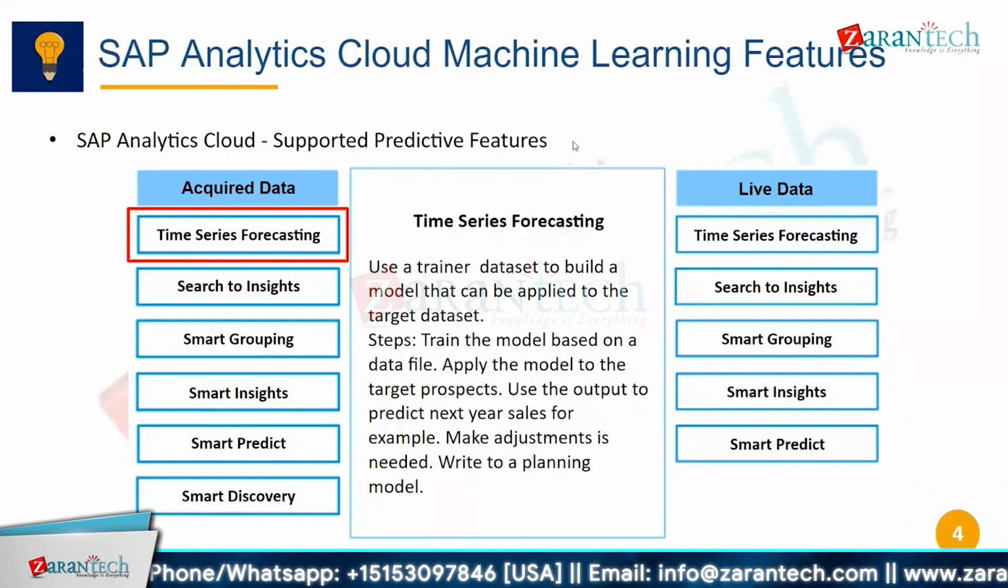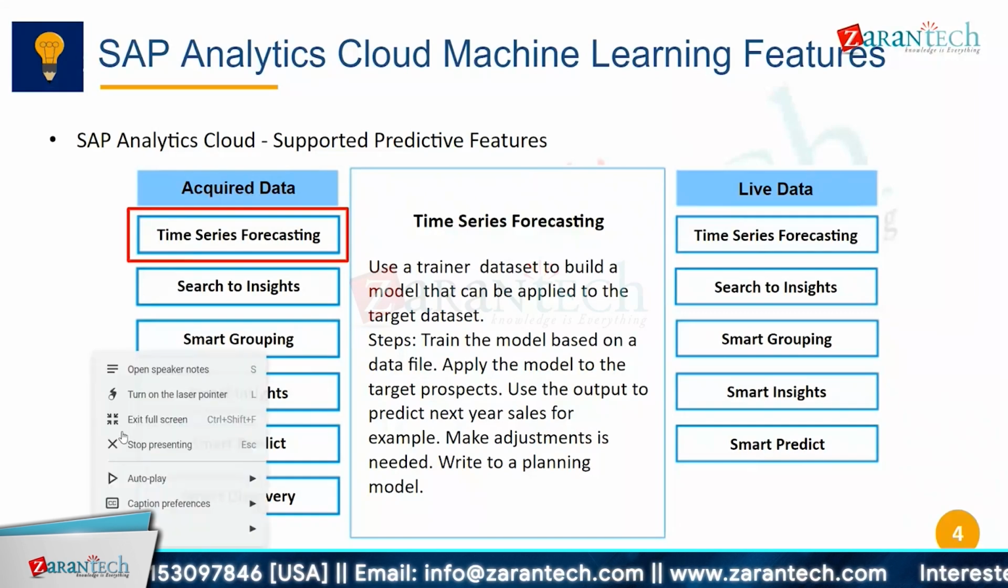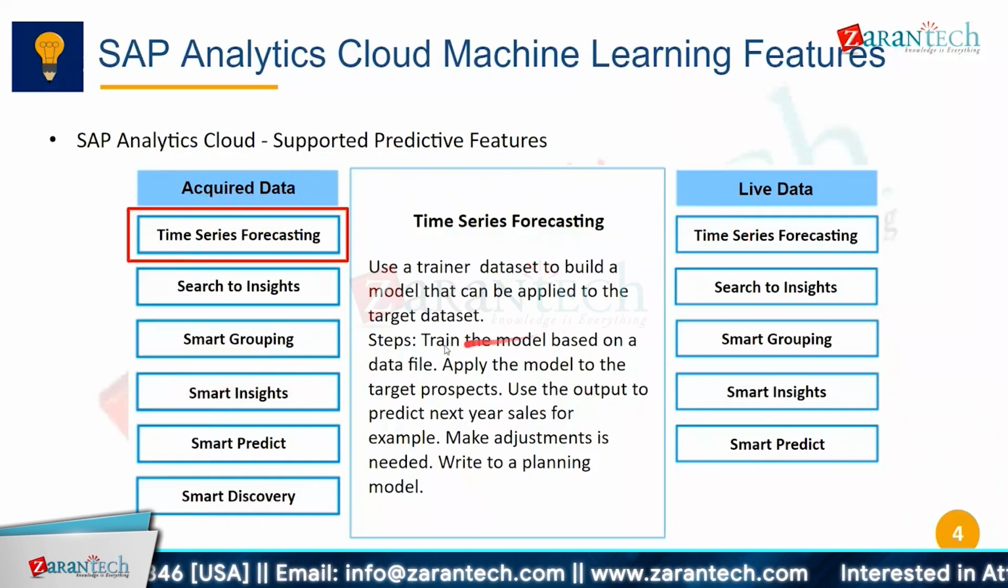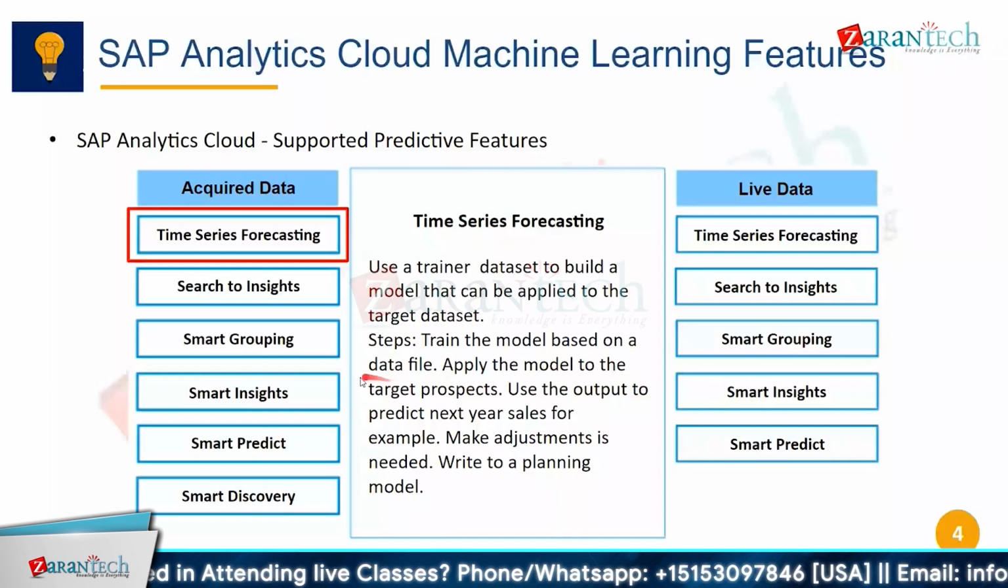With respect to time series, you can use a data set. Basically, if you want to do time series forecasting, you can use a data set to build a model that can be applied to the target data set. You can train the model and you can apply the model. Training is where you give the system an understanding of what a pattern is. Then when you have something to apply, you apply the model to the target, then use the output to predict next year's sales, for example, or predict the revenue.